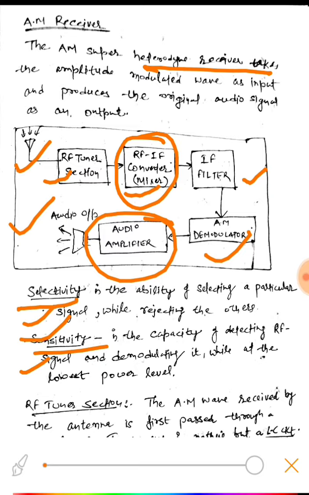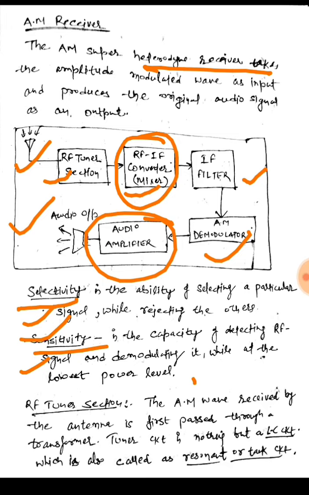So it is the capacity of detecting an RF signal and demodulating it at the lowest power level. Our receiver must be capable of working even if we are getting the lowest power levels as well. When the distance from the broadcast stations increases, the power level decreases. So at such great distances, it must be able to receive the signals as well.